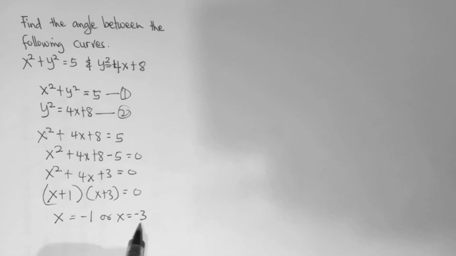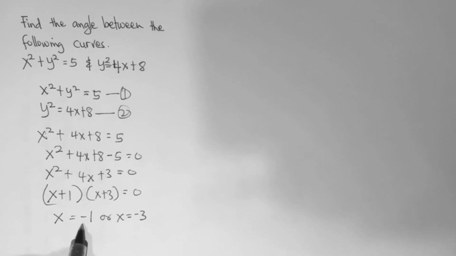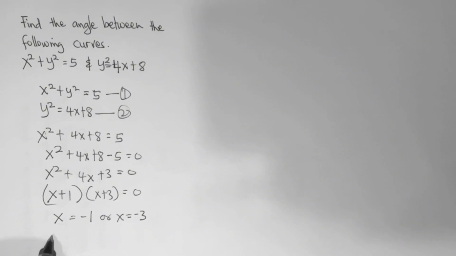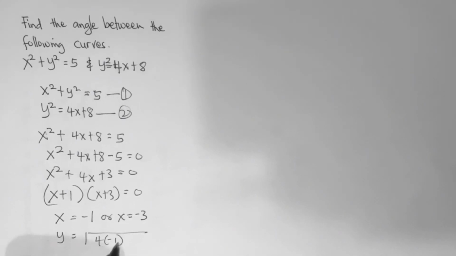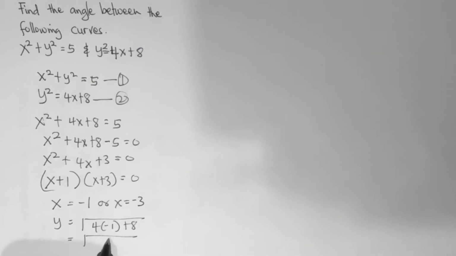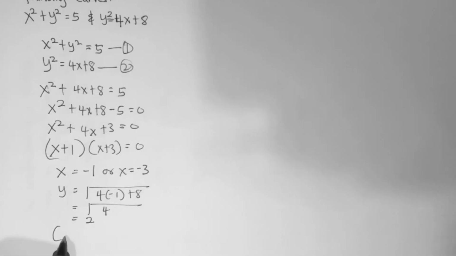Now, since we have the values of x, we need to put them back into equation 2 to find the values of y. But we know that y squared is equal to 4x plus 8. So it implies that y is equal to the square root of, using x equals minus 1, 4 times minus 1 plus 8. And that is equal to the square root of minus 4 plus 8, which is 4. Therefore, the square root of 4 is 2. So the point x equals minus 1 and y equals 2 is one of the intersection points.